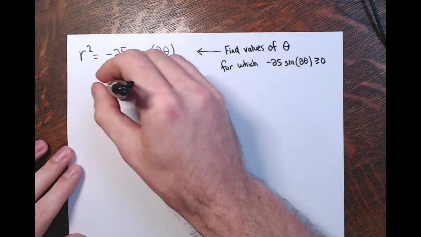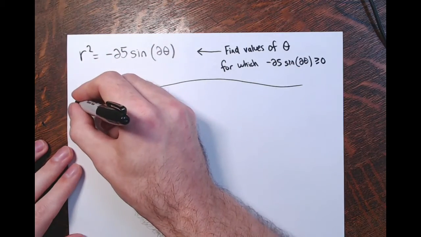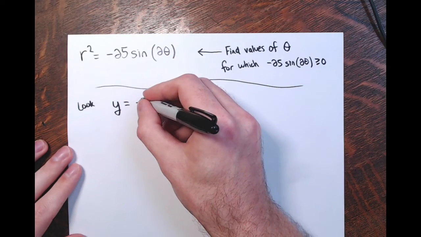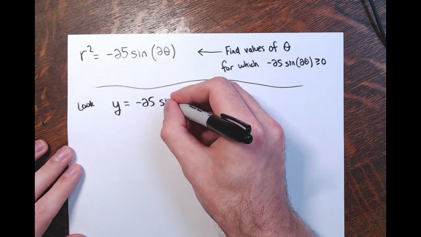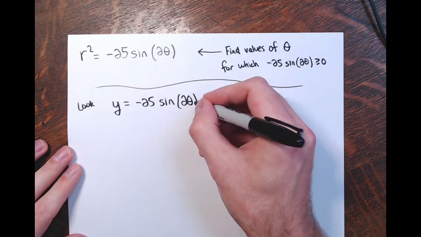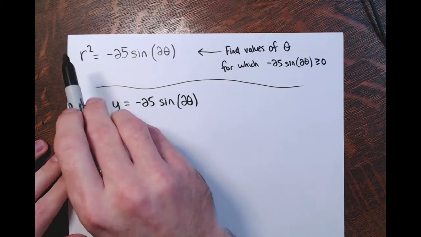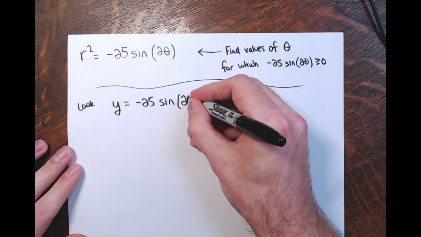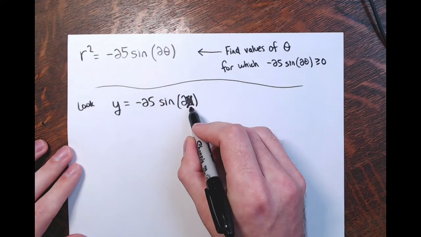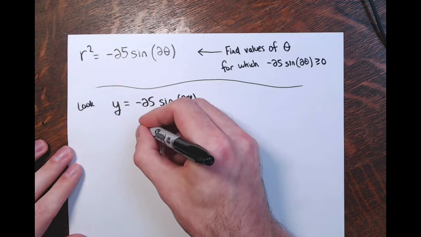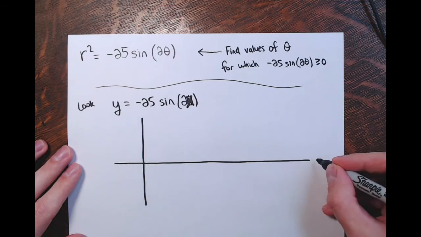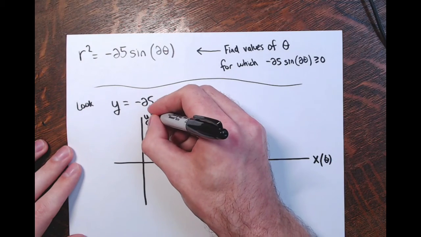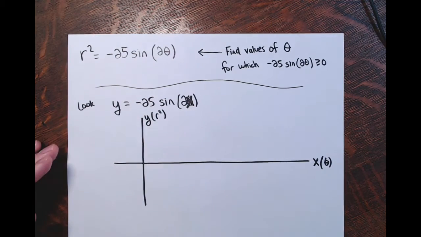All right, so what I'm going to do is look at the graph of this equation. y equals this expression, negative 25 times the sine of 2 theta. So here y is representing values of r squared, and I meant to replace theta with x, sorry. And x represents values of theta. So I'll label that on my axes. x represents values of theta. y represents values of r squared.